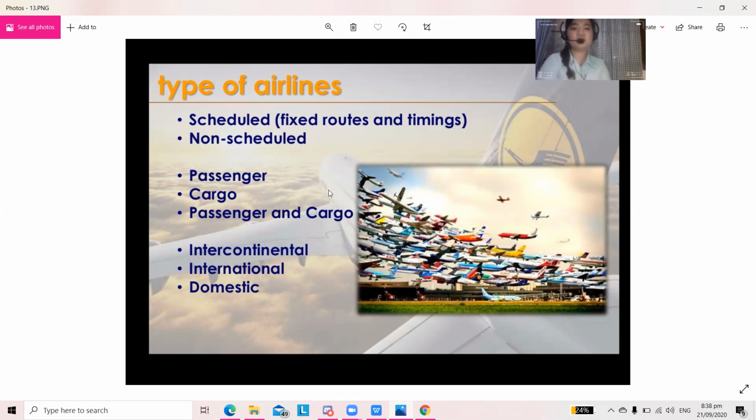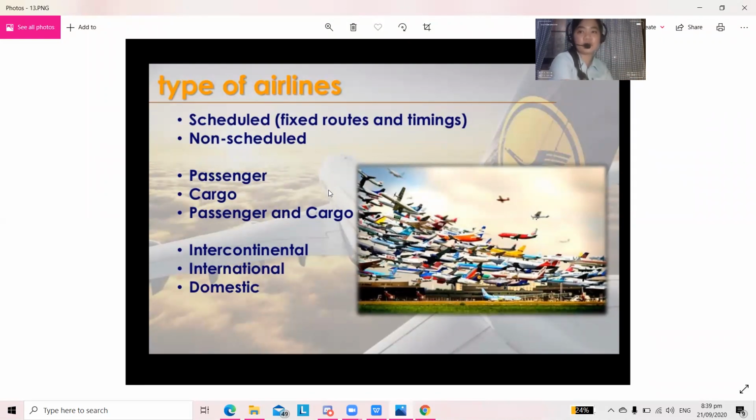So, next is intercontinental, international, and domestic. When you talk about intercontinental, it's travel from one continent to another. So, you have from Europe to Asia, no? Or Eurasia. So, from continent to continent.